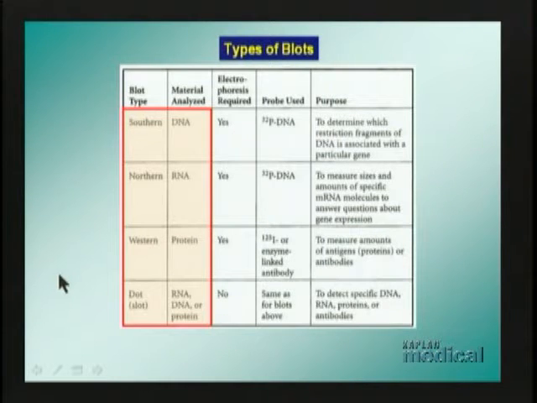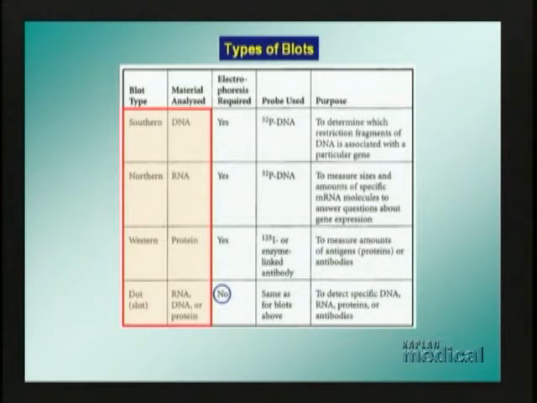Now, an up-and-coming blot that's used in your profession is the dot blot, and the dot blot is used to analyze DNA, RNA, or protein. But the big difference between a dot blot versus Southern, Northern, and Western blots is right here. There is no electrophoresis that's required to analyze DNA, RNA, or a particular protein.